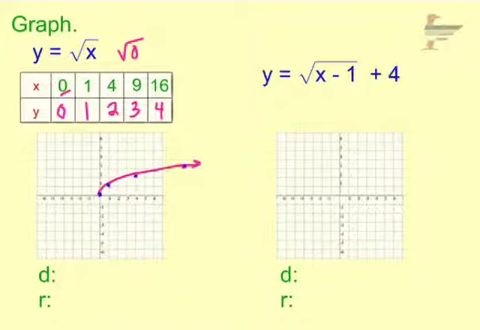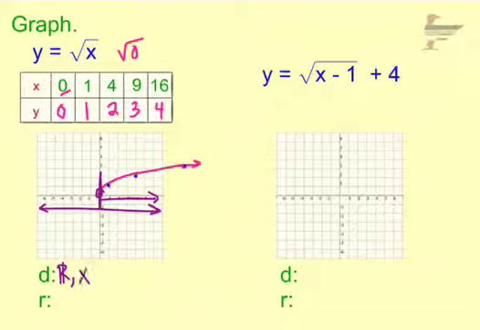Now domain and range. Domain is your x values. If we go to the starting point of our graph, which is right here, think of where our graph is. Everything is to the right of where we start, which for the x is at 0. So our domain is all real numbers, and everything to the right is greater than. So x is greater than or equal to 0.